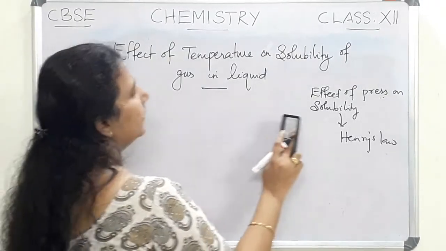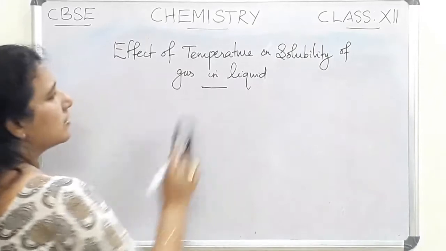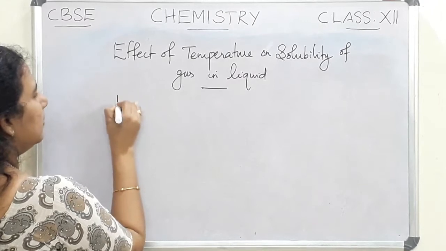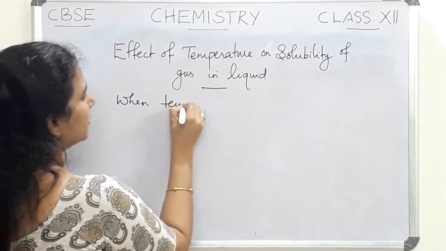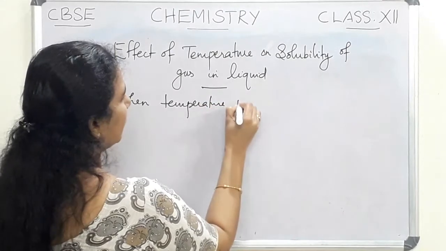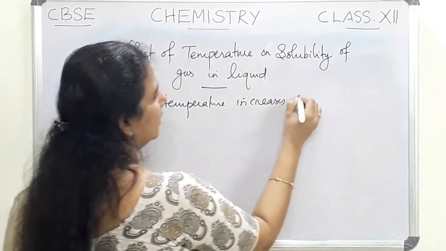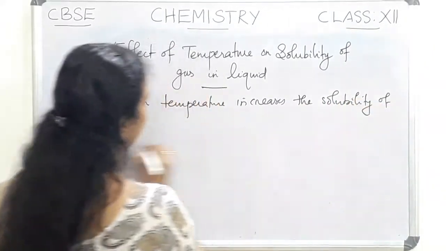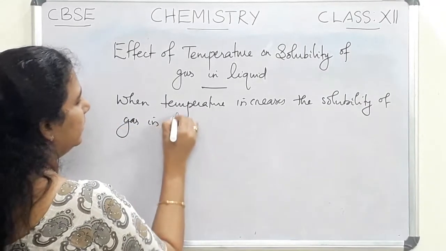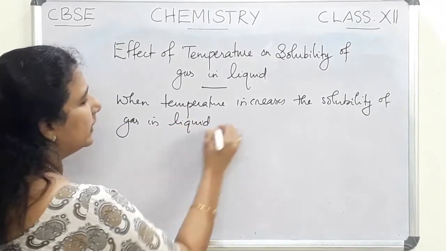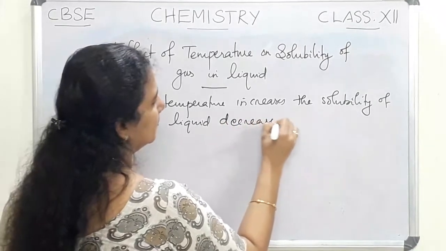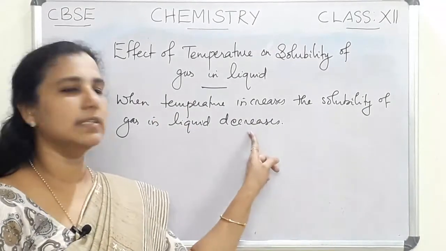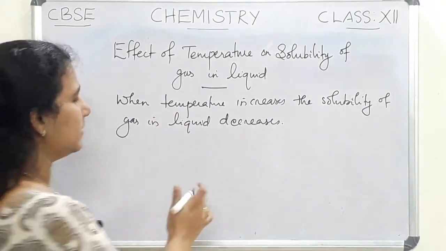So let us see the effect of temperature on solubility of gas in liquid. The point is, when temperature increases, the solubility of gas in liquid decreases. So this is the point: when temperature increases, the solubility of gas in the liquid decreases. This will be understood by a simple example.